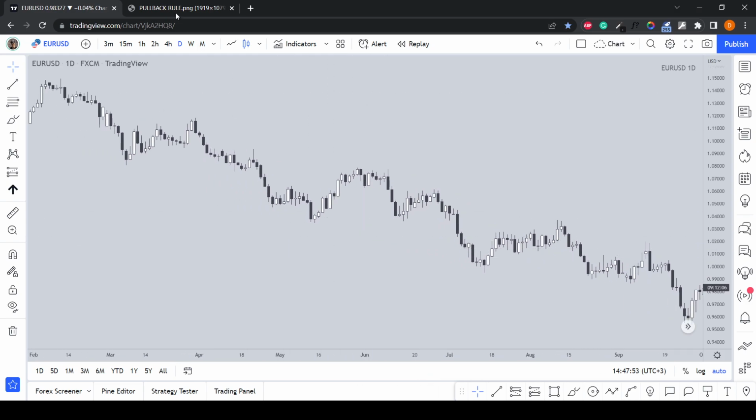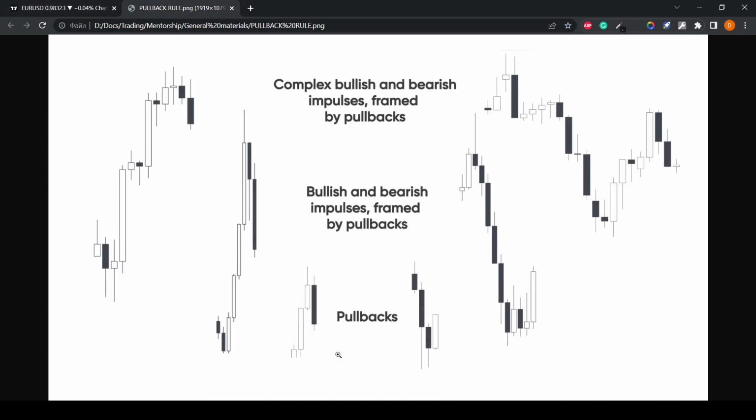So a simple way to see a pullback is to use the body close rule. So imagine a market that's moving up. So focus your attention here. A market is moving up and candles are just closing above each other, so this is a bullish push, but never close below each other. And we say that as long as this happens, we will consider this as one move.